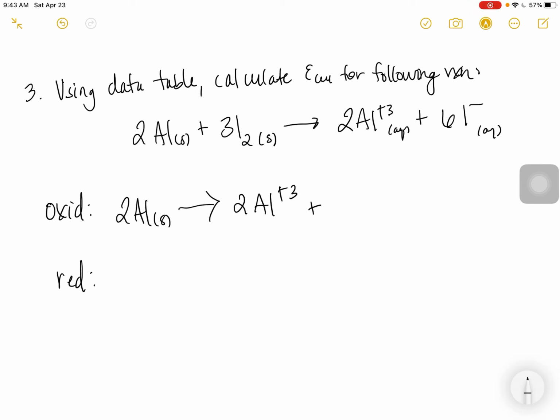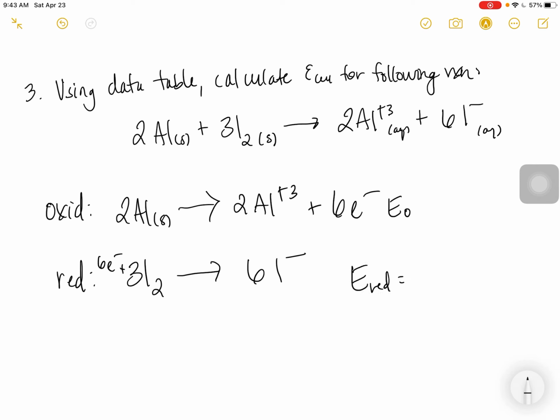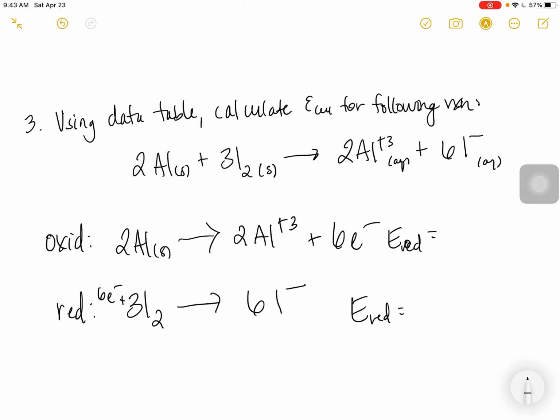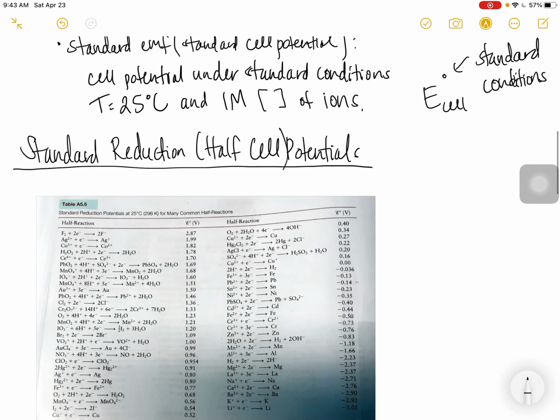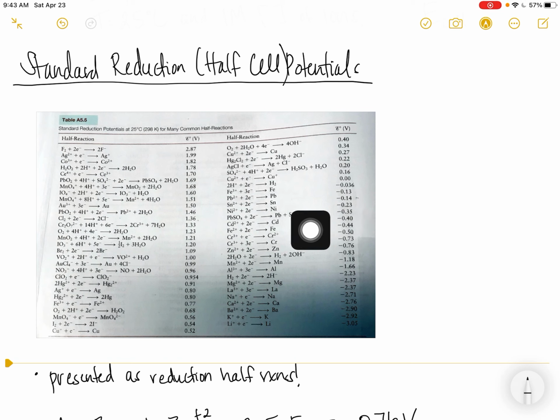And think about how many electrons are being lost. If aluminum turned into aluminum+3, it would be losing 3 electrons, but it's 2 of them, so it's losing 6 electrons. And then reduction must be the 3 I2 turning into the 6 I minus, which is a gain of 6 electrons. So there's my 2 half reactions, and I need the reduction potentials for both of them, right? And then I'll have to flip one sign to find E cell. So 2 aluminum going to 2 Al+3.